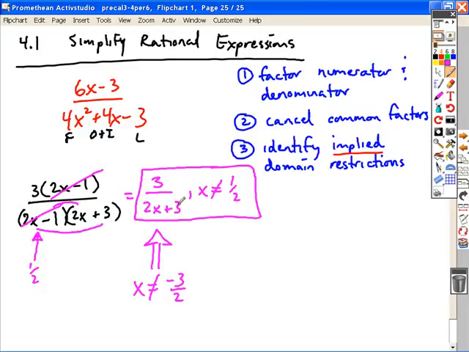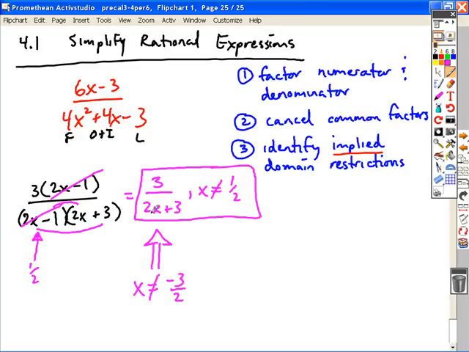Now, is it apparent from this simplified form that x can't be 1/2? No, but you have to write that restriction down because, again, this factor didn't disappear. It just got canceled with a value of 1. So you still have to maintain the original restrictions. And the original restrictions were x can't be negative 3/2 and it can't be positive 1/2.